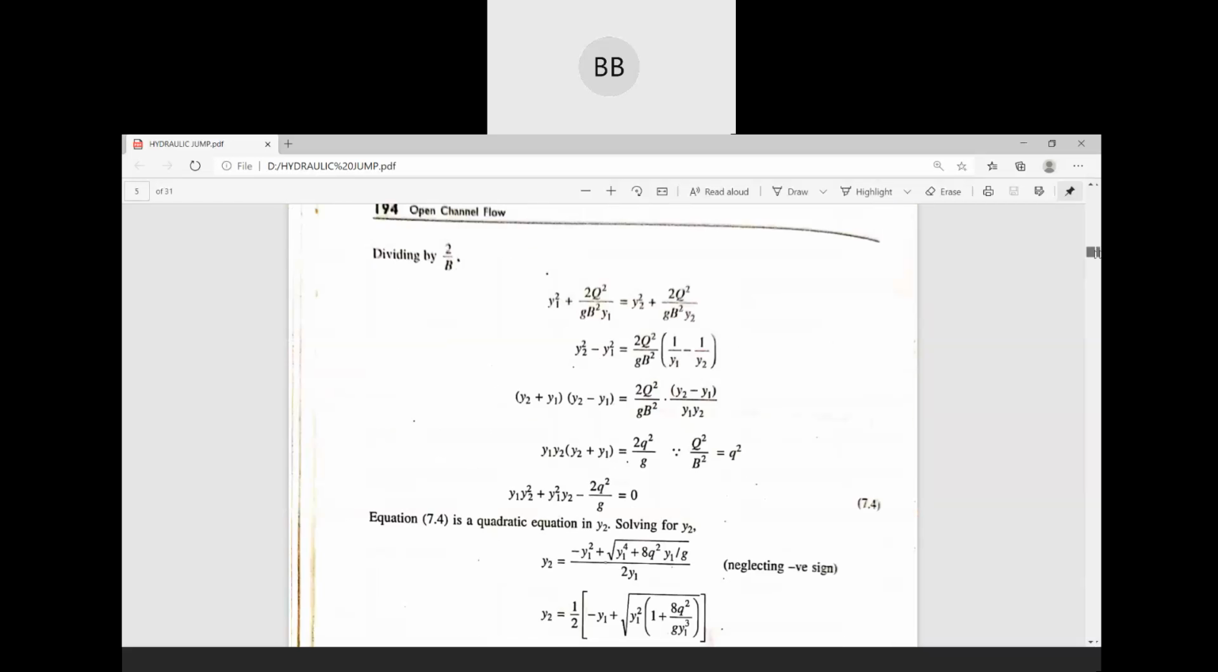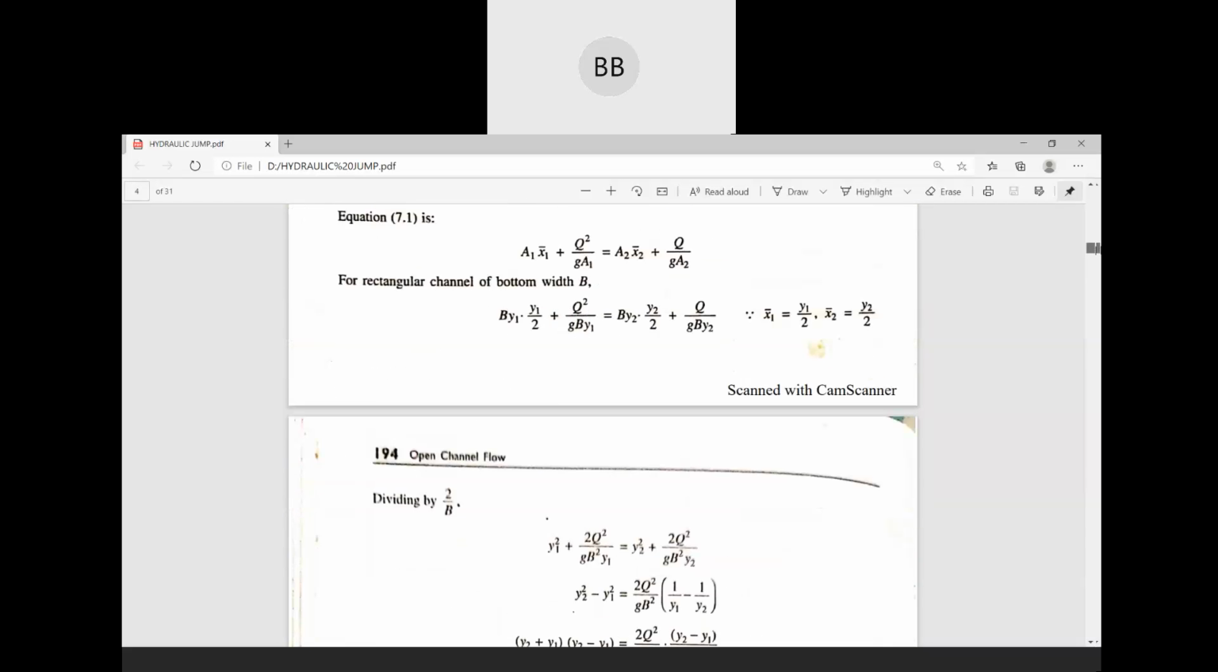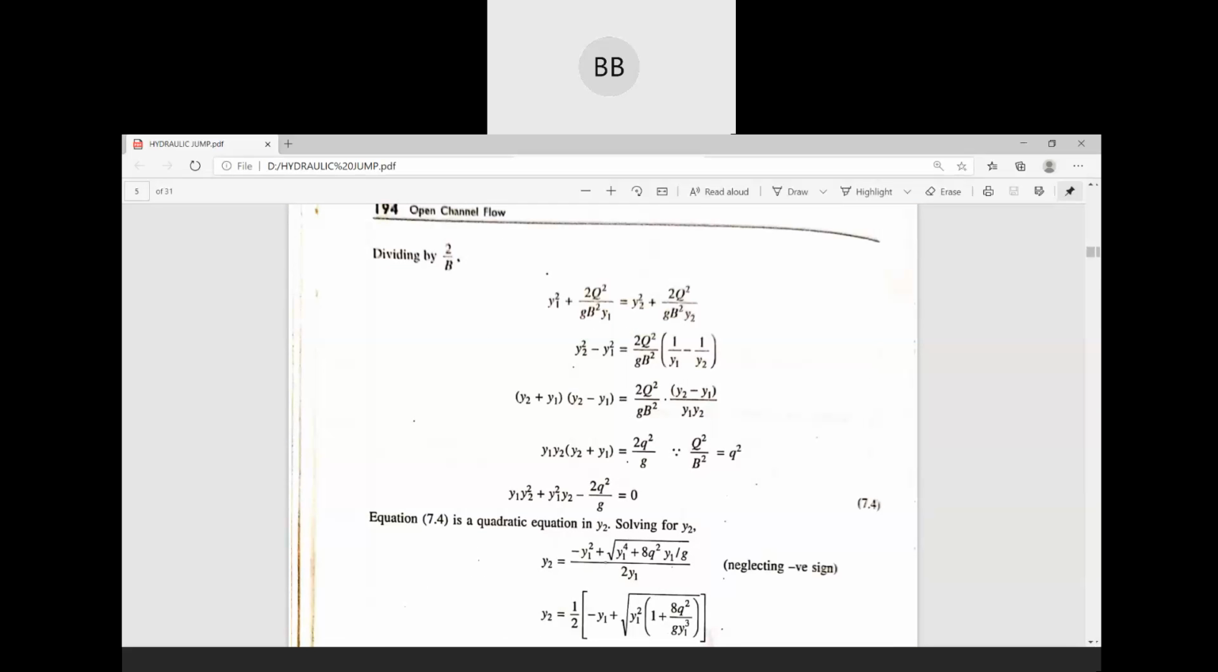Or else you can also see here the jump analysis in rectangular channel. During this, we have already derived this expression. You can see here this expression. So we are directly going to use this expression. This derivation we have already discussed, so we are not going to discuss this derivation again. We are directly going to use this expression to solve that numerical. Is it okay? Clear?